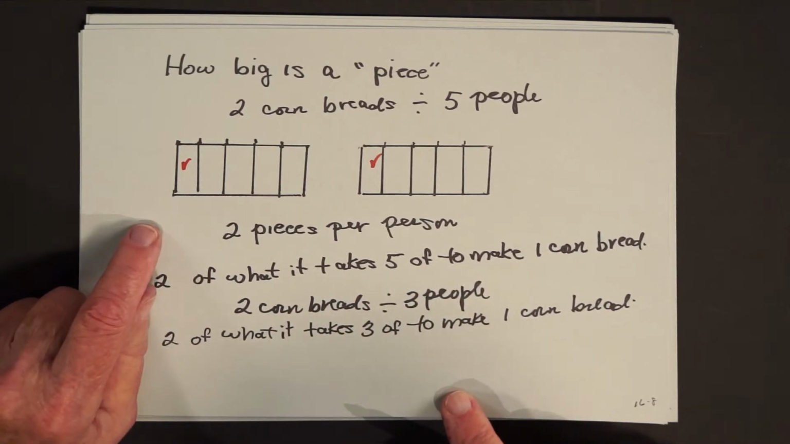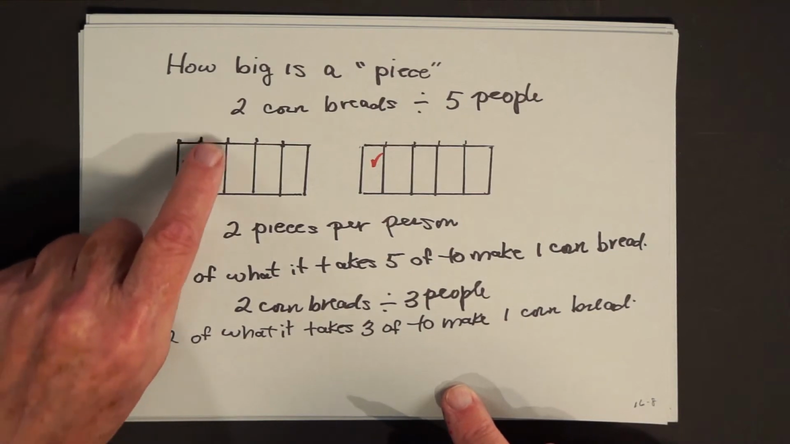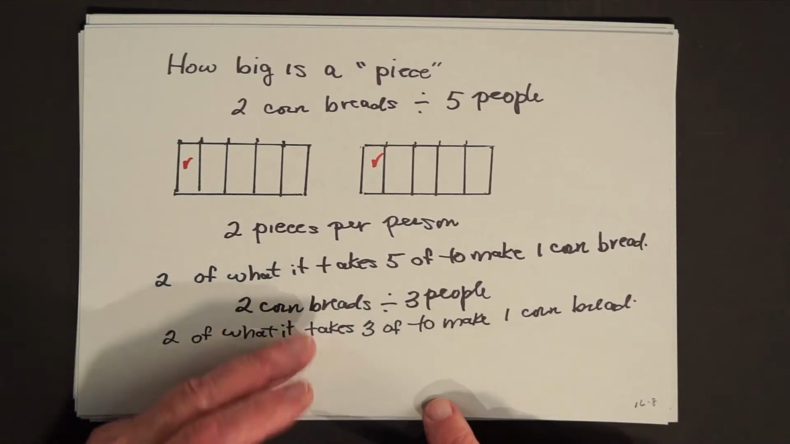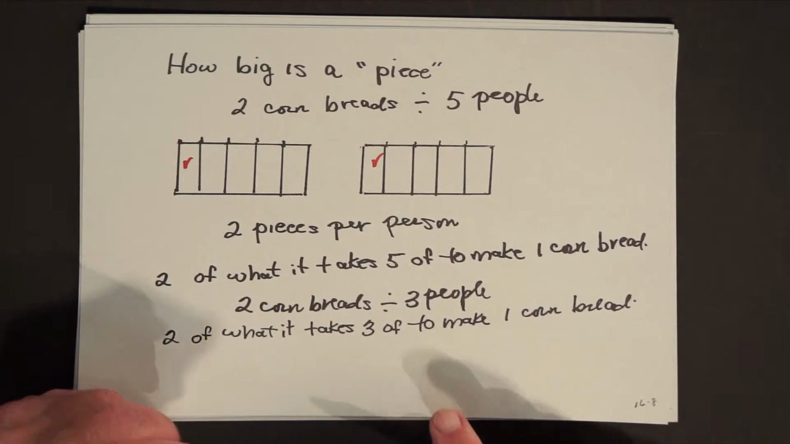Isn't it sort of obvious that when you divide the cornbread into 5 pieces, each piece is going to be smaller than if you divided that same cornbread into 3 pieces? So in both cases, you're getting 2 pieces, but they're not the same size pieces. It's like if my doctor tells me I can only have 2 slices of bread a day, all I have to do is take a loaf and slice it lengthwise, and I have my 2 slices. No one told me how big the slices had to be.